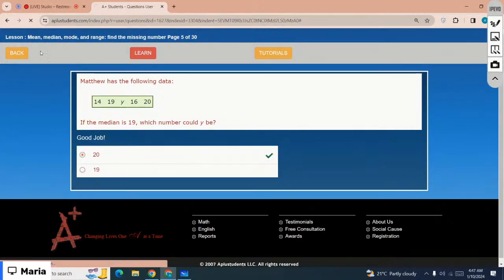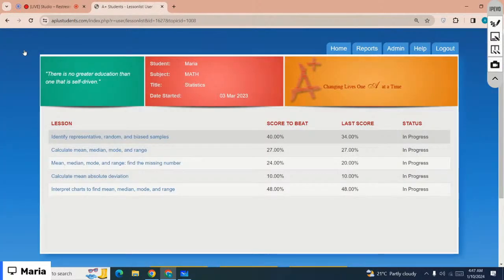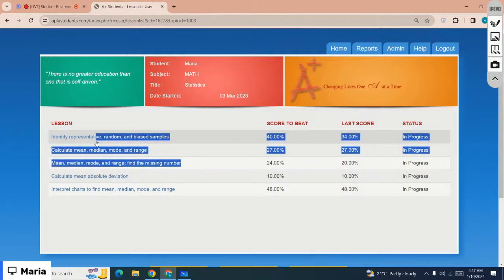You can complete the lesson by yourself later today. So we are working on grade 6 maths. The chapter we were working on is statistics. The lessons we have covered today are identify representative, random, and biased samples, calculate mean, median, mode, and range, and the one we have just finished is mean, median, mode, and range: find the missing number.